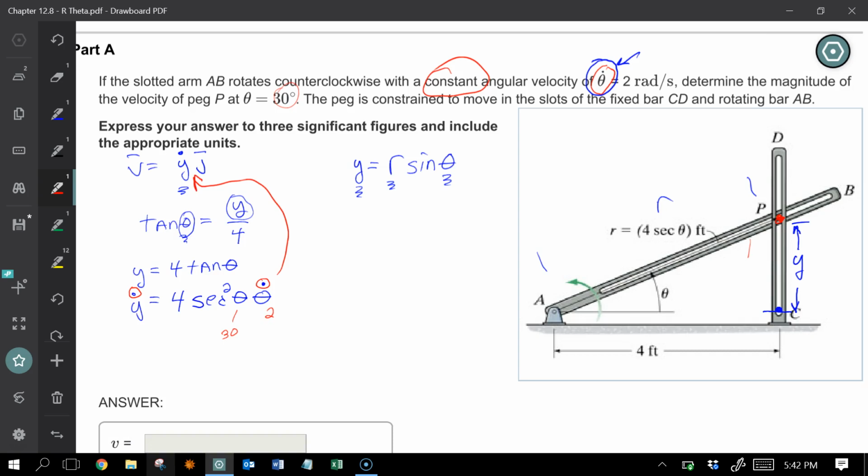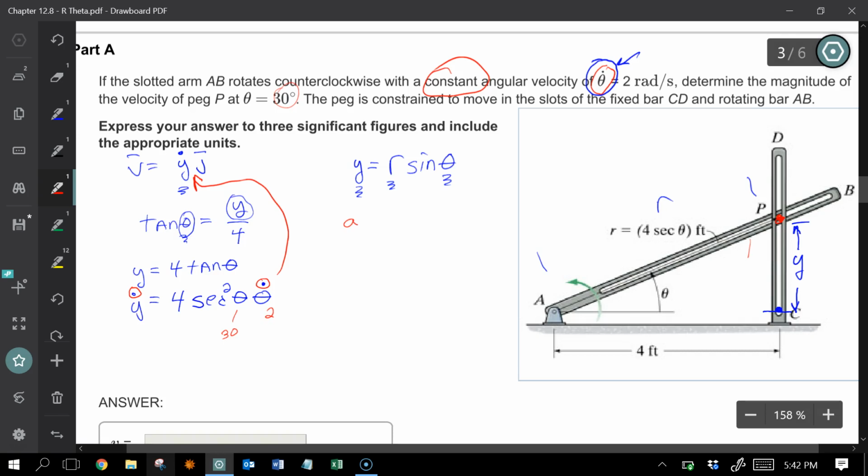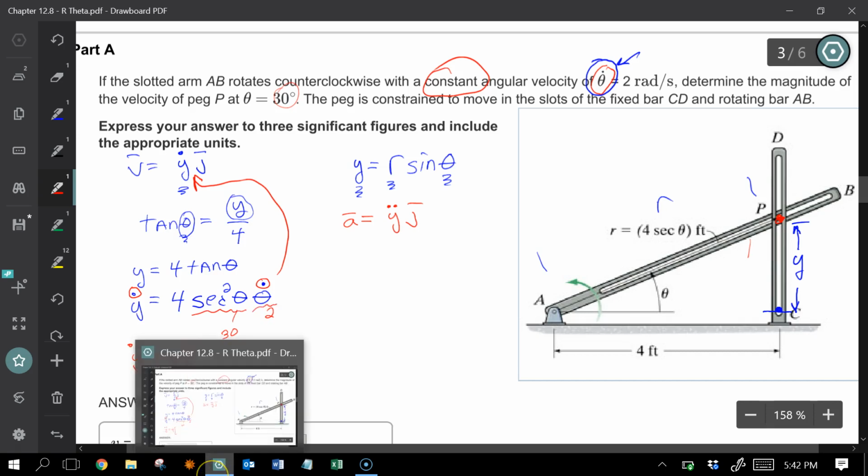Now, in order to find the acceleration, it's the second derivative, or it's the derivative of velocity. So in that case, that would be y double dot straight up. So what you need to do is now find y double dot. Okay, to do that, I'm going to treat this like a product. So, first of all, I'm going to take the 4 out, but then this is the first term, and this is the second term.